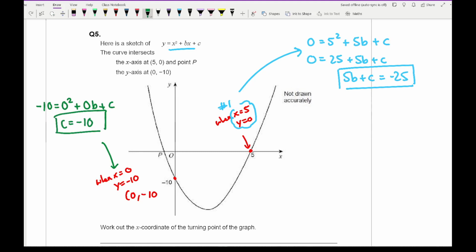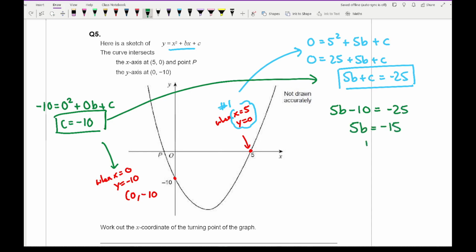So then if I substitute c as equaling minus 10 into this, I end up with 5b minus 10 equals minus 25. So 5b equals minus 15. So b equals minus 3. So from this, what I've worked out is that the equation of the curve is y equals x squared minus 3x minus 10.